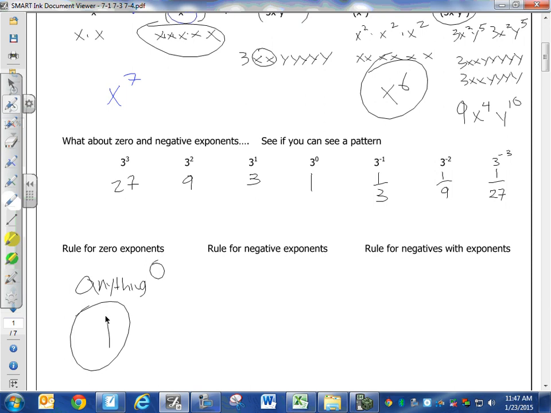So then we go to the negative first. 3 to the negative first, that's 1 divided by 3. 3 to the negative second would be 1 divided by 3 squared. That's the rule for negative exponents. Something to a negative power is just equal to 1 over anything to the positive power.